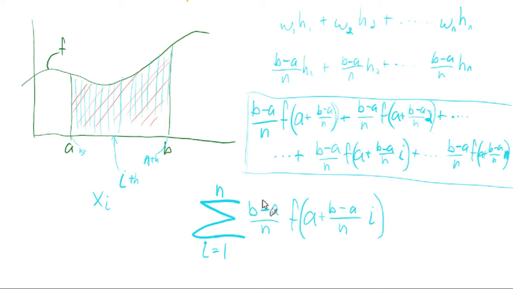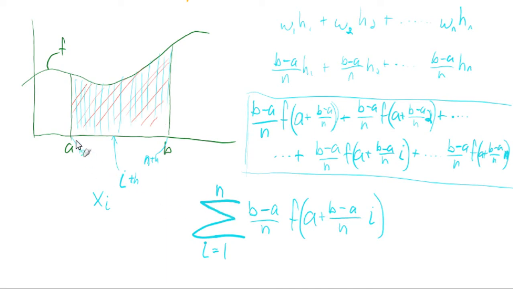Now, 5, 6, 7, 8, we're just going to keep going and going until we get to n. How big do we want n to be? If n was 1,000,000, that'd be great. That'd be a really close approximation. If n were 8 trillion, that would be great. It's just the bigger n is, the better.